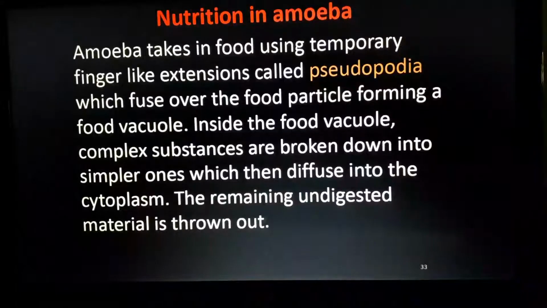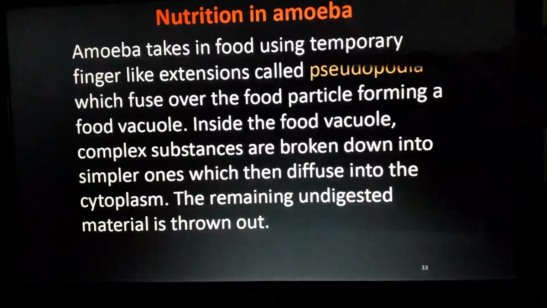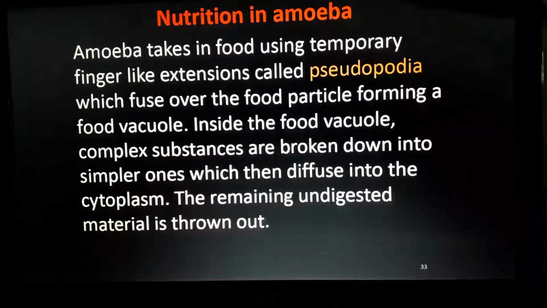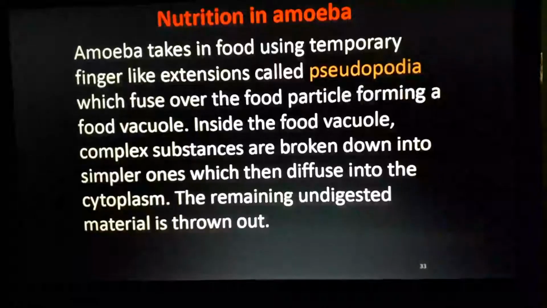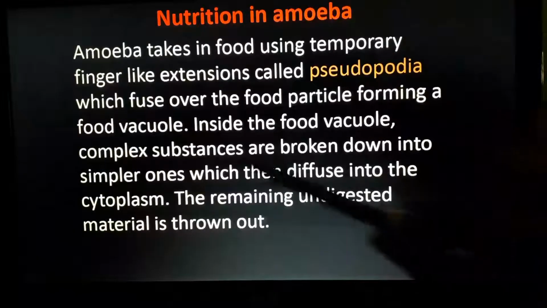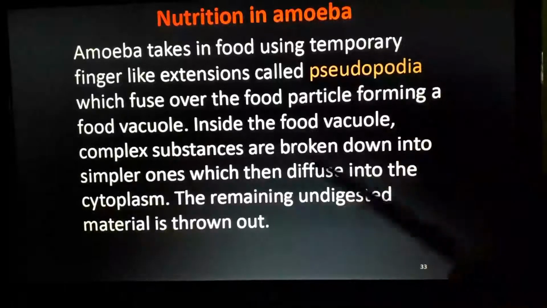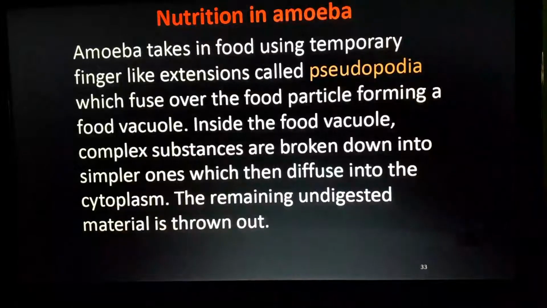Amoeba takes in food using temporary finger-like extensions called pseudopodia. One more question: what is pseudopodia? Finger-like extensions in the body of amoeba which are used to take in food, which fuse over the food particles forming a food vacuole. Inside the food vacuole, complex substances are broken down into simpler ones which then diffuse into the cytoplasm. The remaining undigested material is thrown out.